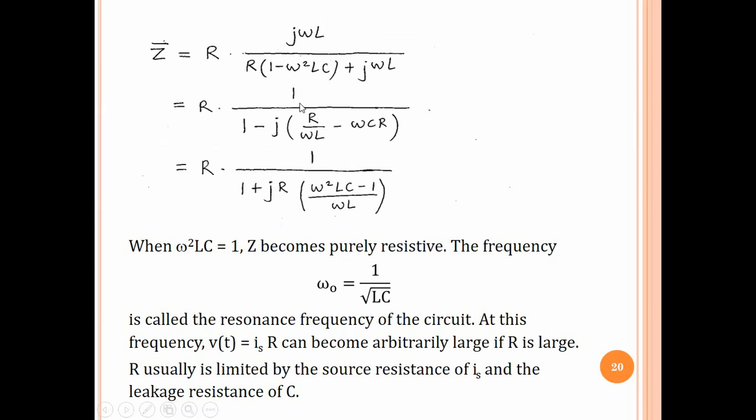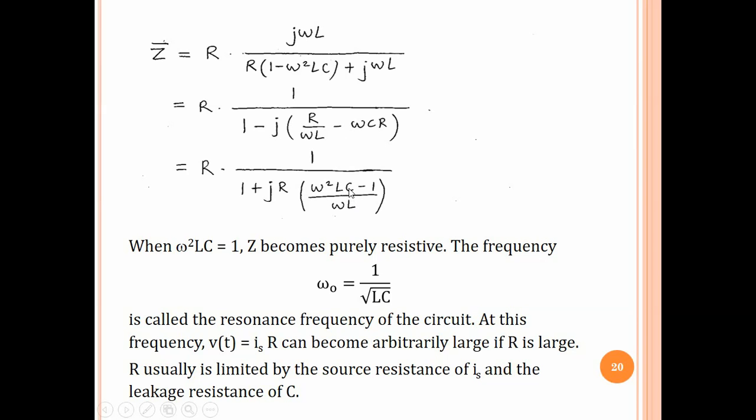Now I'm rewriting this in a particular form. I'm dividing the numerator and denominator by j omega L. So the numerator becomes 1, this j omega L by j omega L becomes 1, and the rest of it becomes minus j into R by omega L minus omega CR. And we take the omega R out, so this is 1 by omega L minus omega C, which is omega squared LC minus 1 by omega L.